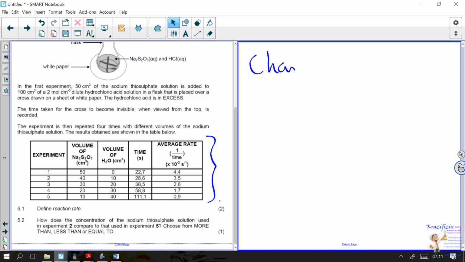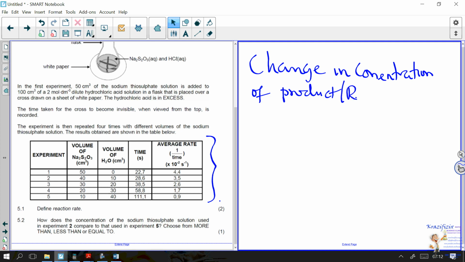It is the change in concentration of products or reactants per unit time. All right, that's how we define that. It could also talk about amount of moles. It's fine.